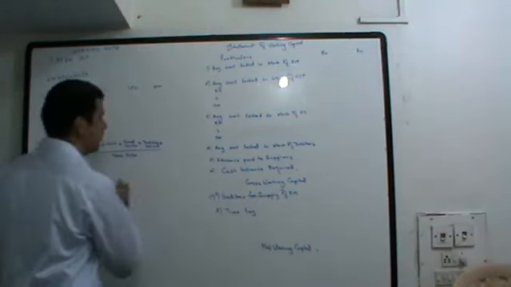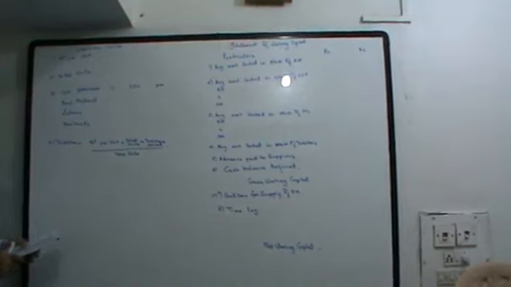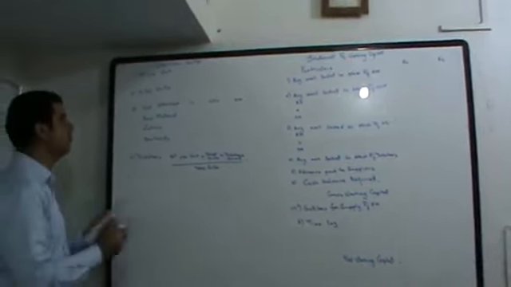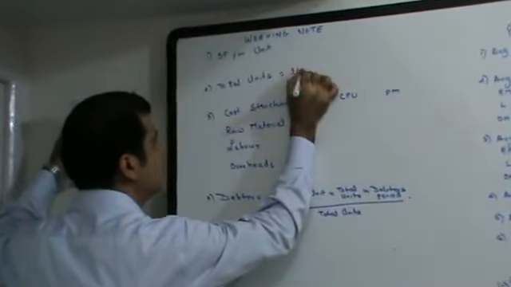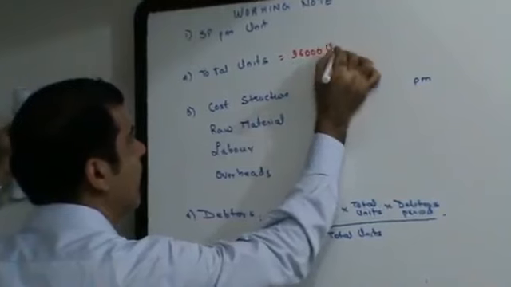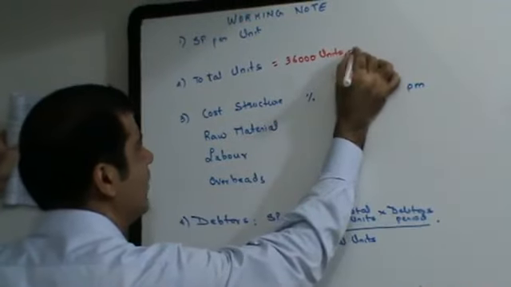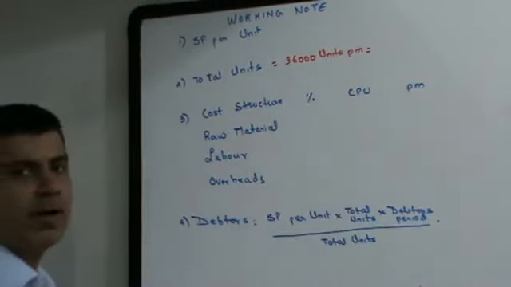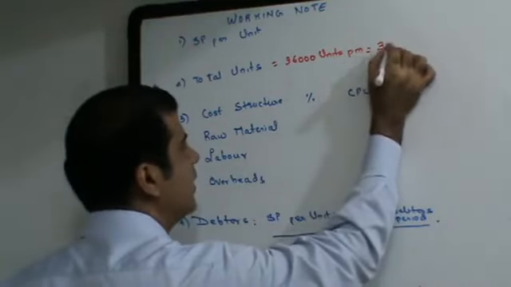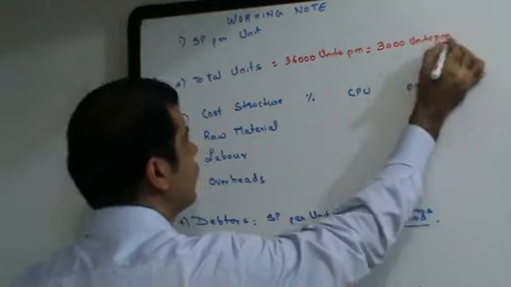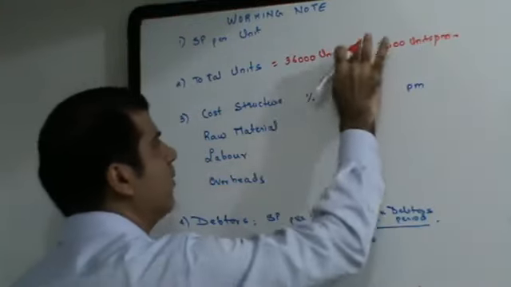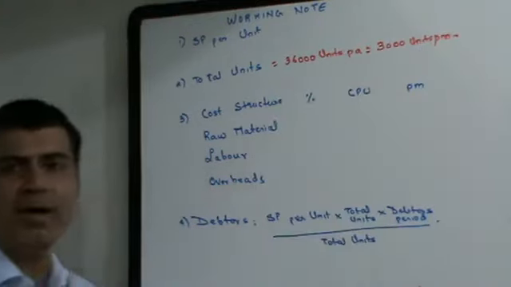First we will work with the working note. Now they are saying that the actual production is 36,000 units. So the total units is 36,000 units per annum. If it is 36,000 units per annum, that means it is going to be 3,000 units per month. How did I do this, guys? To convert from per annum to per month, all I have to do is divide by 12.